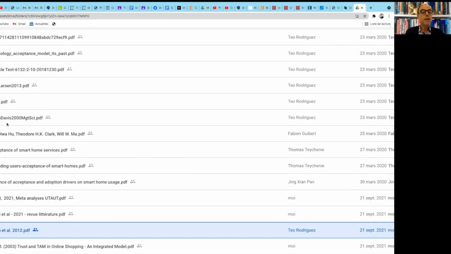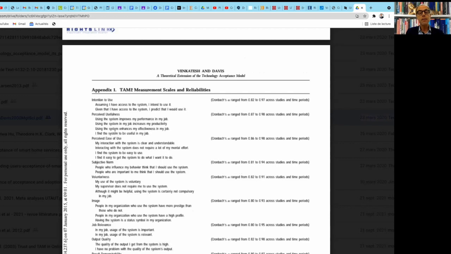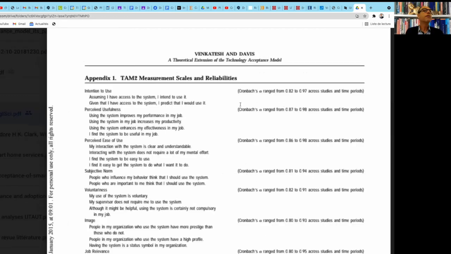Let's take another example. This is TAM2. So you have the measurement scale in the appendix. This is also what I recommend when you're writing your article. These are technical details which make the article difficult to read, and that is why all these technical details in your article should be put at the end.